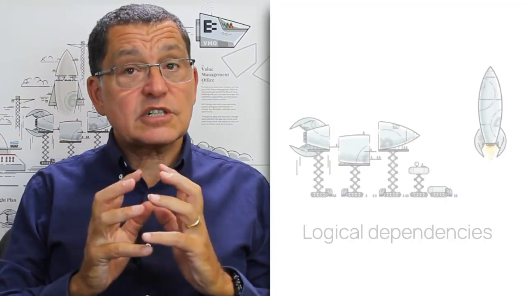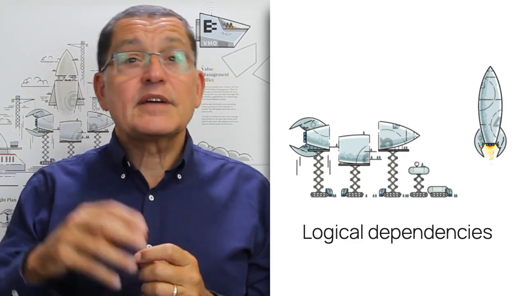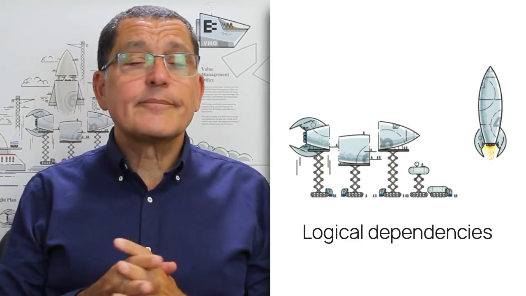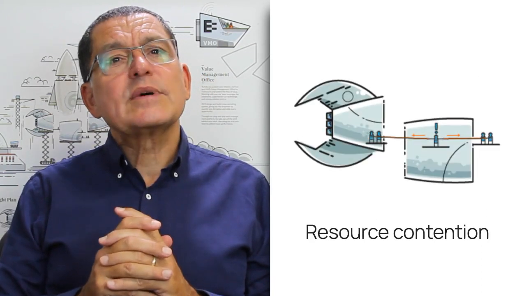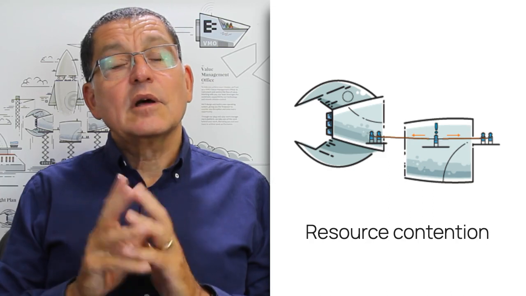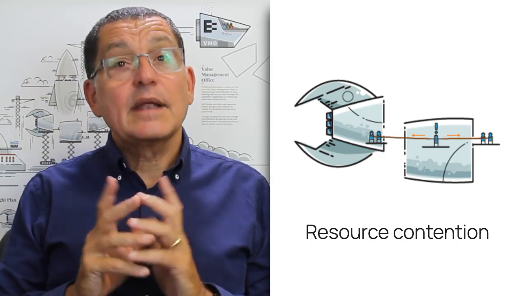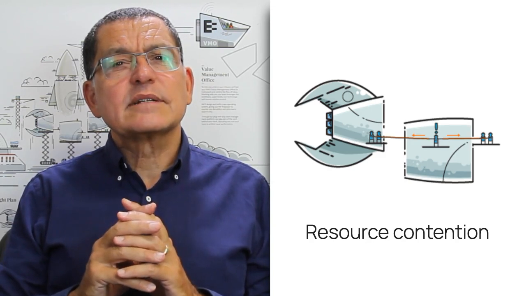First, there are logical dependencies. You have to design something before you can build it, and you have to build it before you can test it. Second, there's the question of resource contention. Who's going to work on each stage? What if those people are needed on two parts of the project at the same time? Now you have a resource constraint.